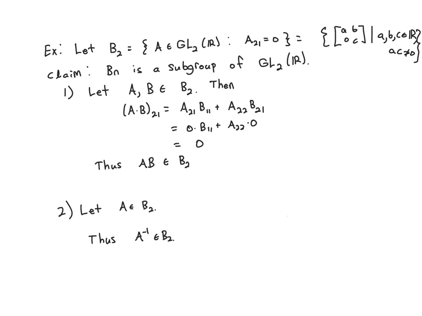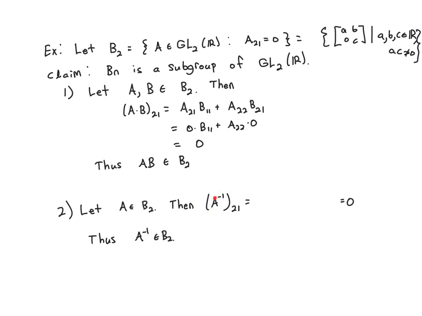Of course, in order to finish using the subgroup criterion, we need to check the other condition, which means that given any matrix A, we need to prove its inverse is also in our subset. So let A be a matrix in B2, and we want to conclude that A inverse is also in B2. What does it mean for A inverse to be in B2? Well, it means the lower left-hand entry of A inverse needs to be 0. So that's what we hope to show. Now we just need to fill in the blanks.